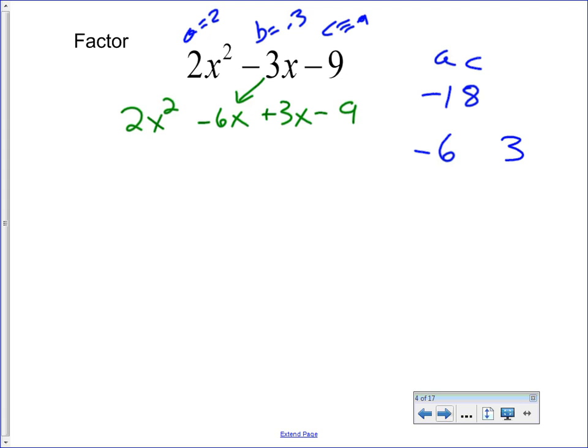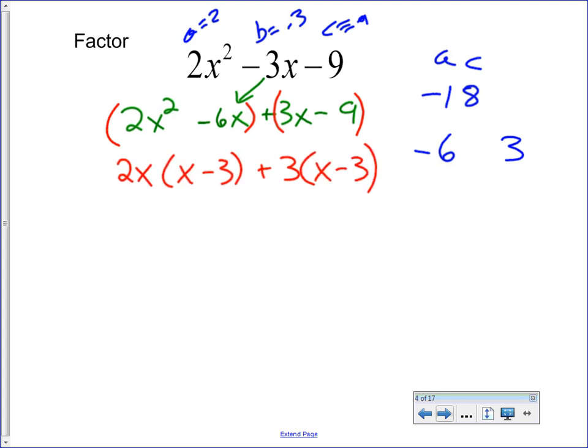And then we are going to factor this by grouping. And out of the first term, we can factor out a 2x, and what's left is x minus 3. Out of the second term we can factor out a 3, and what's left is x minus 3. And we'll be left with 2x plus 3 times x minus 3.